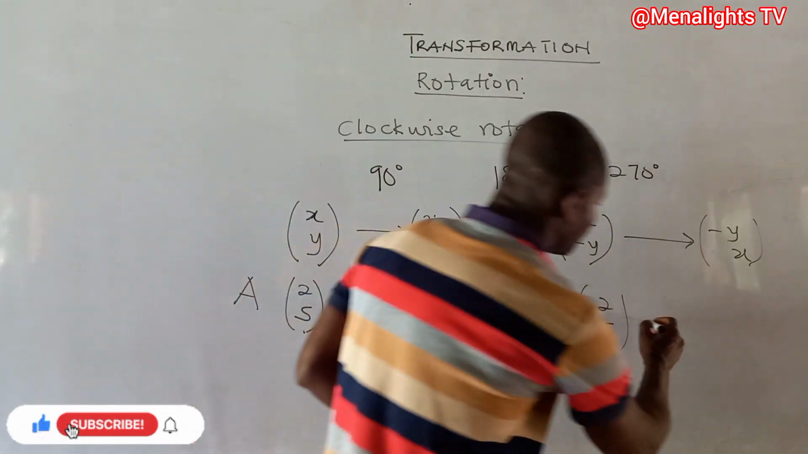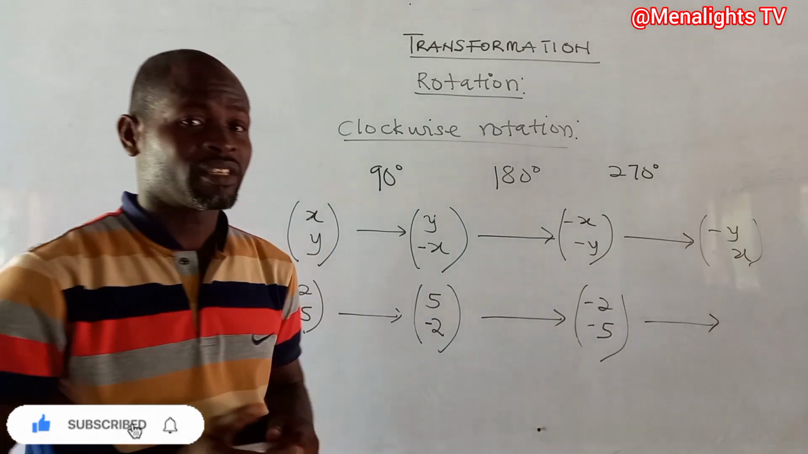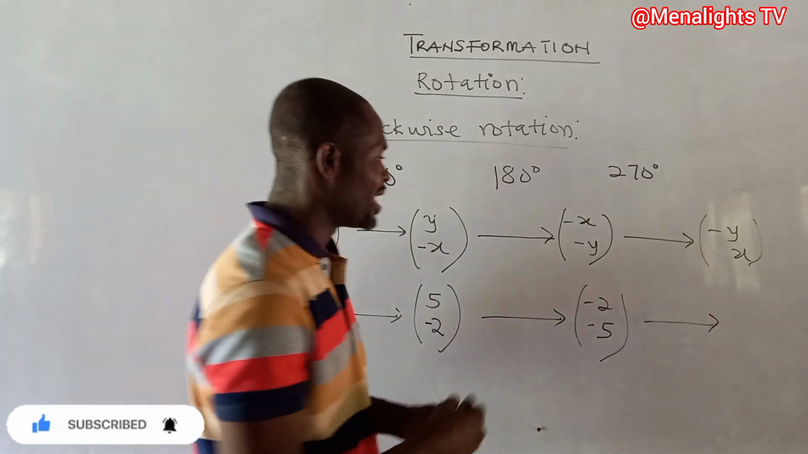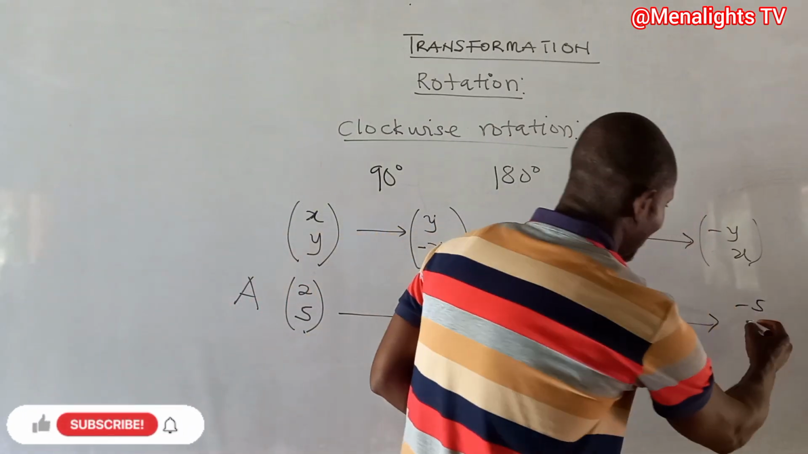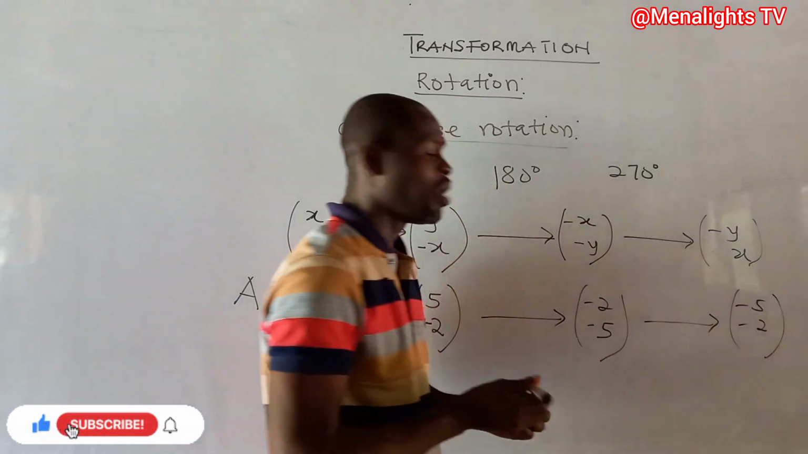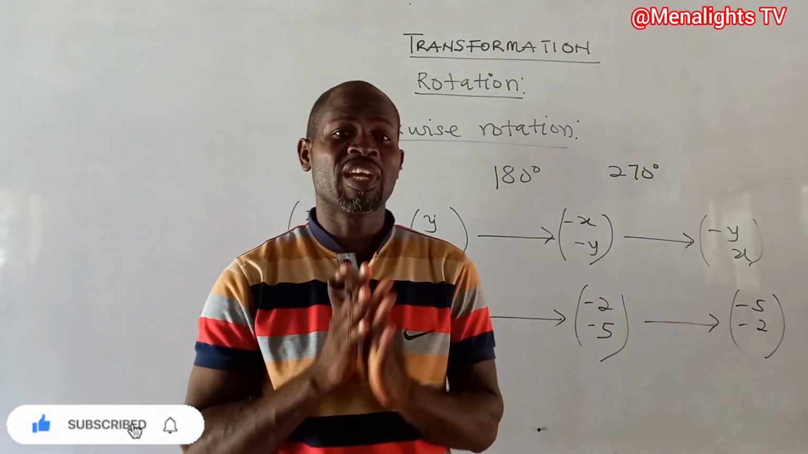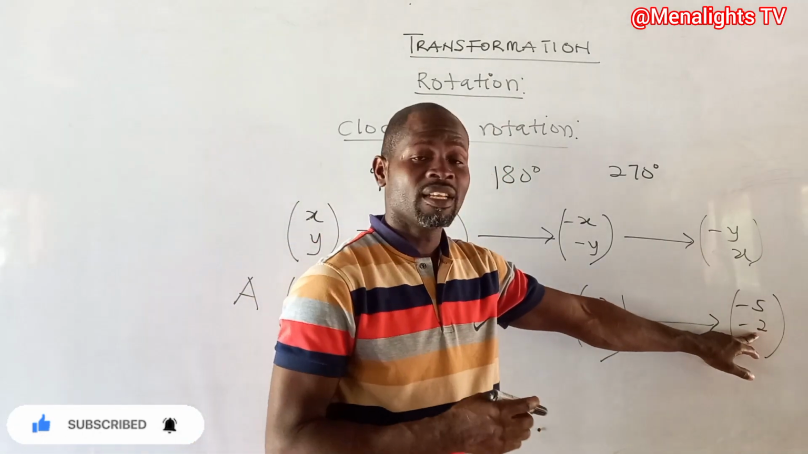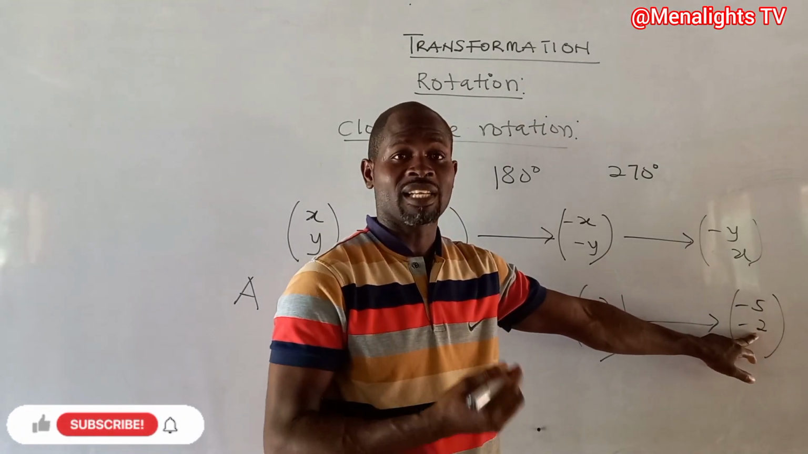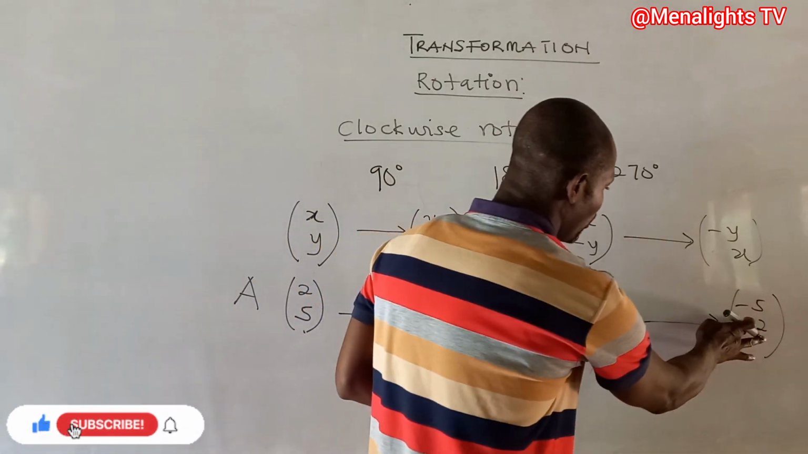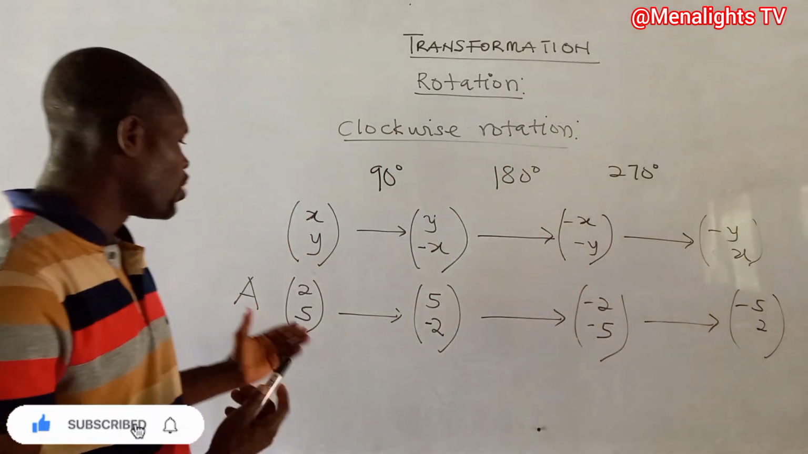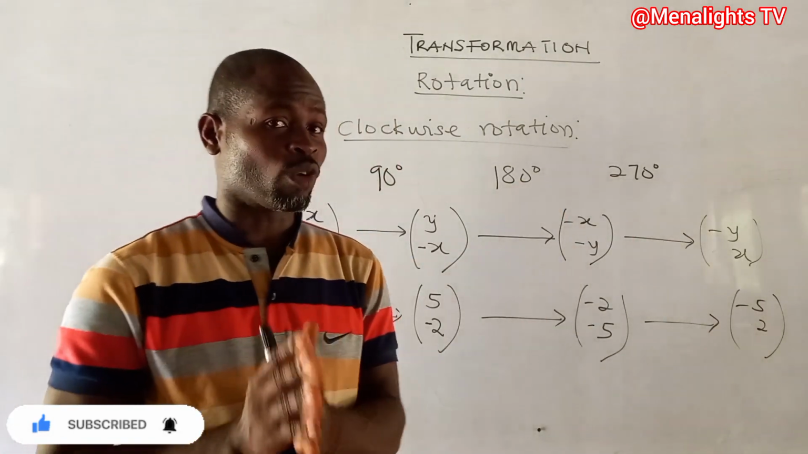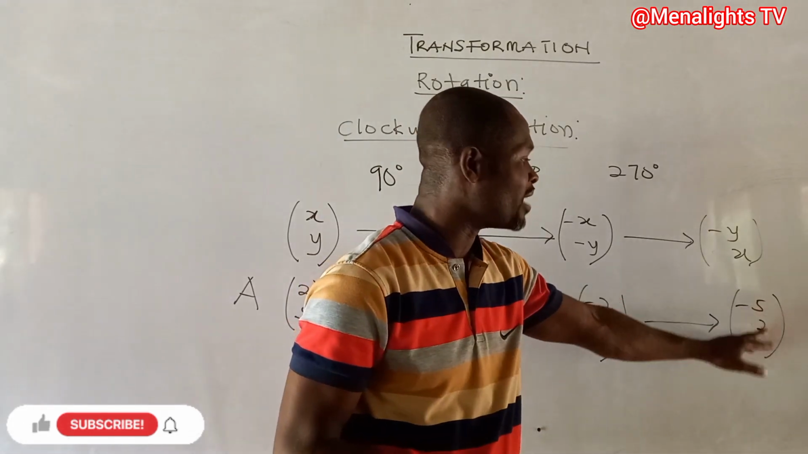Now let's go to 270 degrees clockwise. The same way we change the position of these two, it becomes minus 5 at the top and then minus 2 at the down. Now when you have it this way, what we have to do is negate the coordinate at the y-axis. So at the y-axis here, the coordinate is negative 2. So negative will give us positive. So because of that, the 2 here will be positive. Which means that when we have A, which is 2, 5, and rotate it 270 degrees clockwise, you are going to get negative 5, 2.